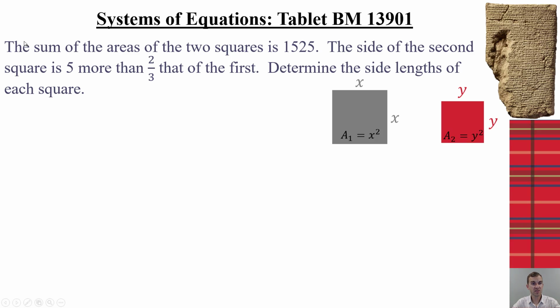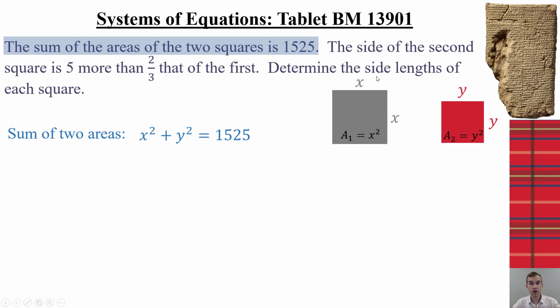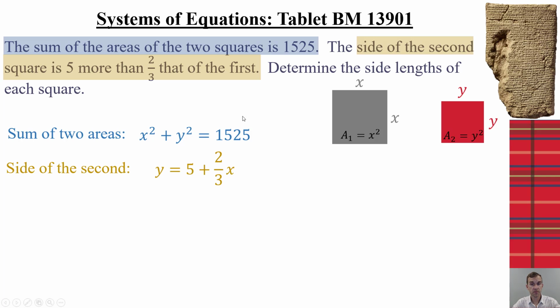Now I can utilize my information here to help me create my two equations. The first one, the sum of the areas of the two squares is 1,525. So I have the area plus the area will equal 1,525. My second statement, the side of the second square is 5 more than 2/3 that of the first. So the side of my second equals 5 plus 2/3 of x, because that's the more than. Now I have two equations. I can solve my systems of equations, which is something the Babylonians could do.